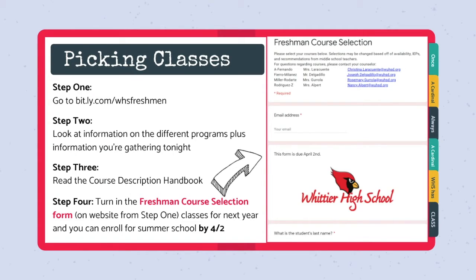And then finally, step four, make sure that you turn in the freshman course selection form. Again, the link was provided in step one for the classes that your child wants to take next year. They can also register for summer school on that form. So once you're going through the form, if you select yes, the student is interested, it will then take you to the classes that are being offered, and it'll also show the class schedule, the time, what it looks like for the summer, when it starts, when it ends. So please submit this information by Friday, April 2nd.